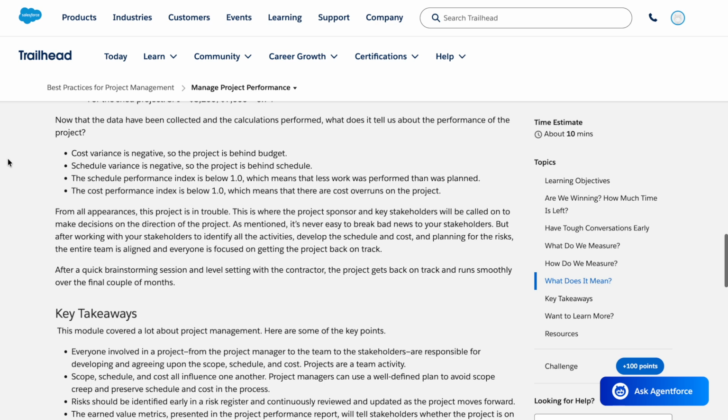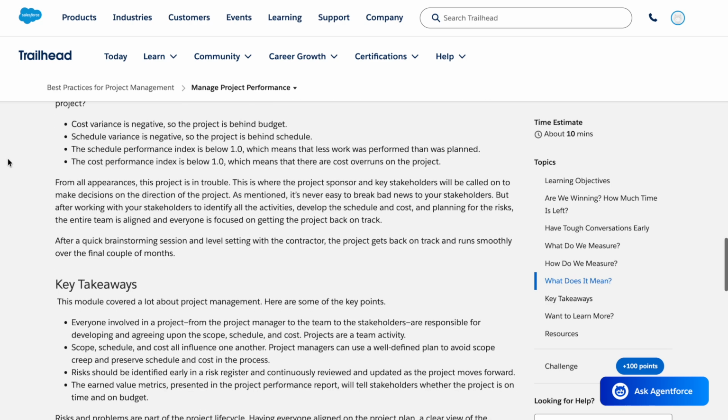This is where the project sponsor and key stakeholders will be called on to make decisions on the direction of the project. As mentioned, it's never easy to break bad news to your stakeholders, but after working with your stakeholders to identify all the activities, develop the schedule and cost, and plan for the risks, the entire team is aligned and everyone is focused on getting the project back on track. After a quick brainstorming session and level setting with the contractor, the project gets back on track and runs smoothly over the final couple of months.